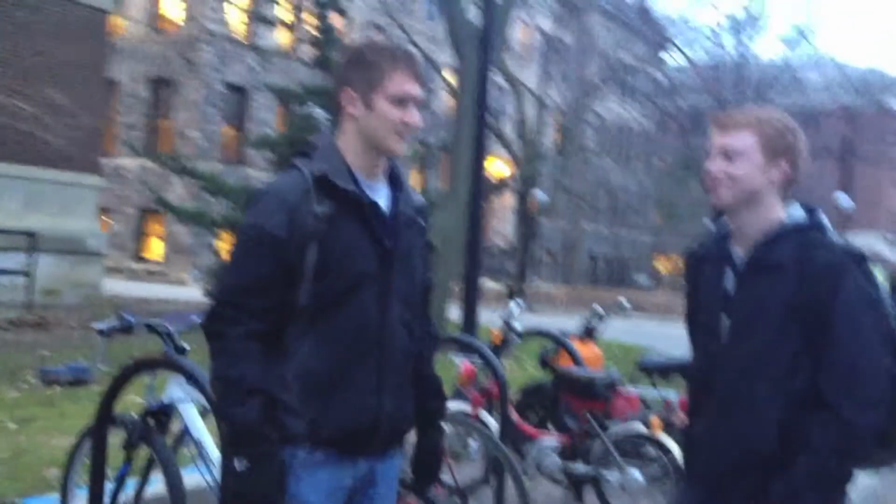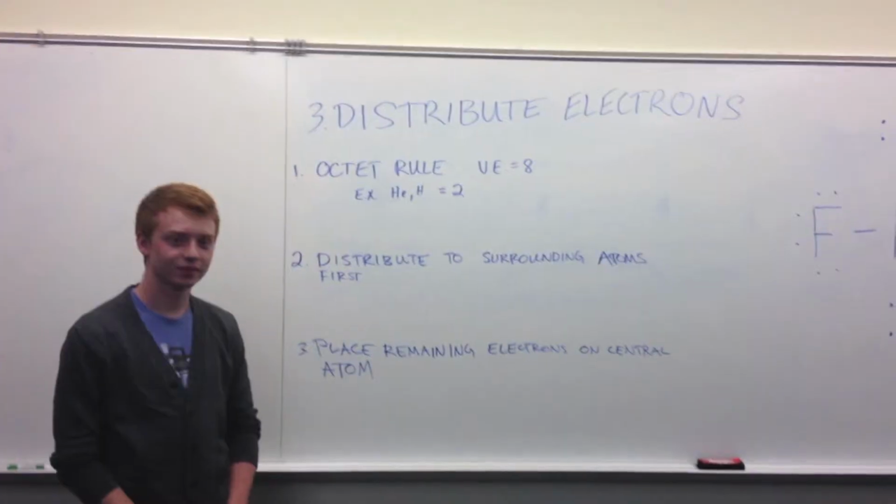I don't need science. I do know what the octet rule is. Do you want to explain it for us? The octet rule just means that all electrons, when bonded to other electrons, want to have 8 electrons. So in other words, they're more stable.